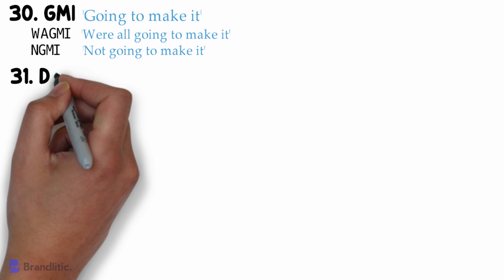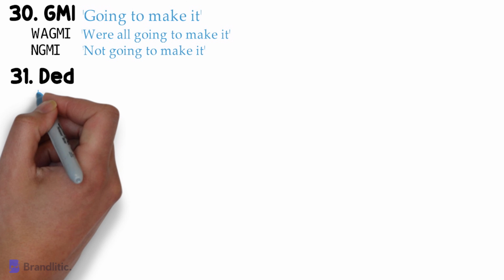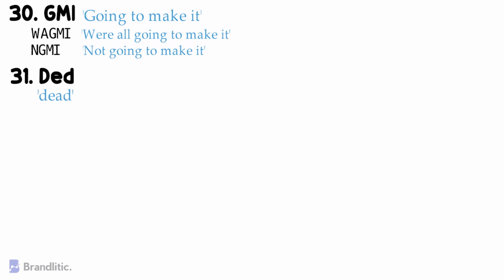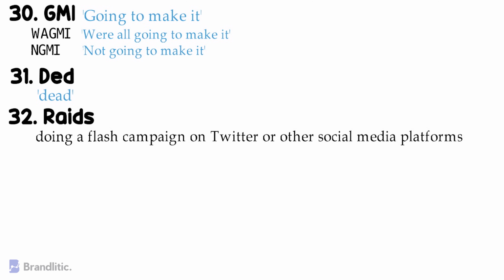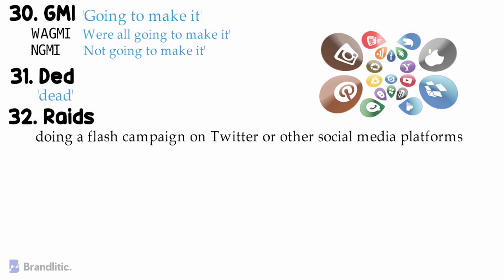Next, number 31, dead. It's simply a misspelling of dead, for instance, is used to refer to a project that was rugpulled. Next, number 32, raids. Now, raids refer to doing a flash campaign on Twitter or other social media platforms, and do note that some projects like to use raids as a way of keeping the community engaged in order to promote their NFTs.